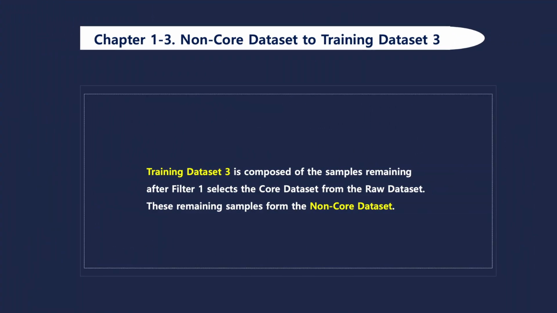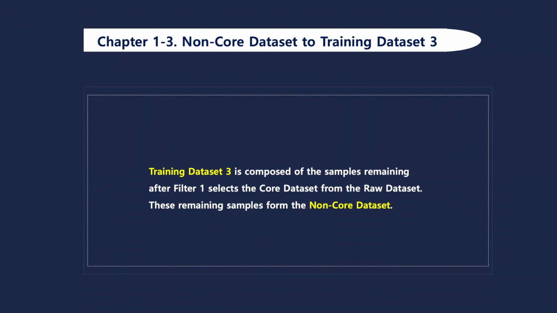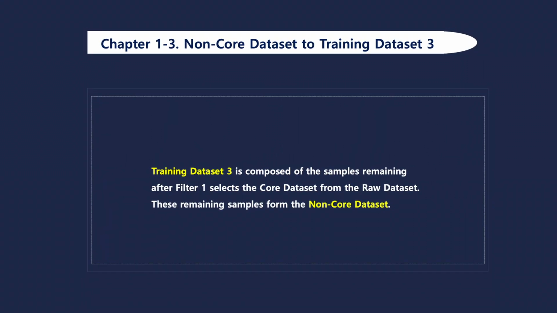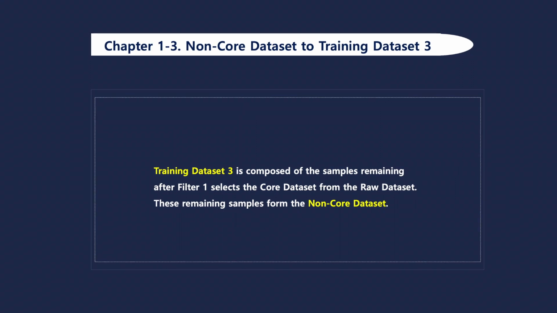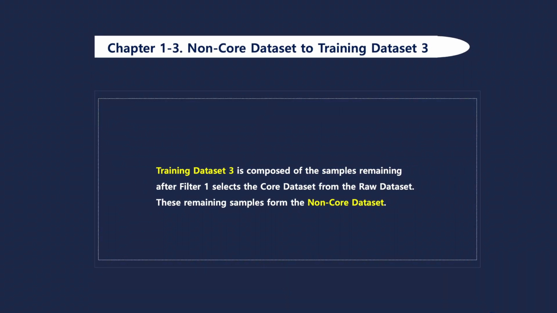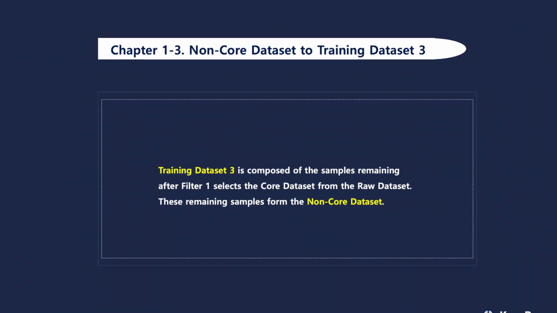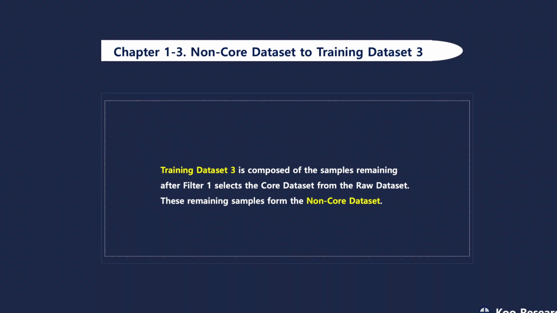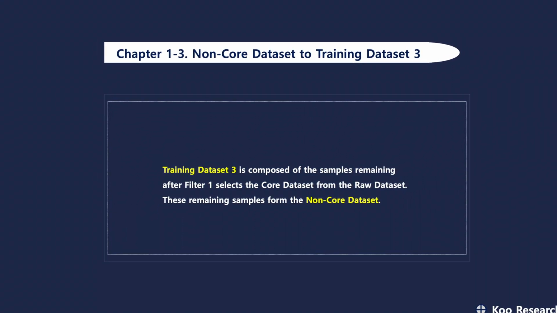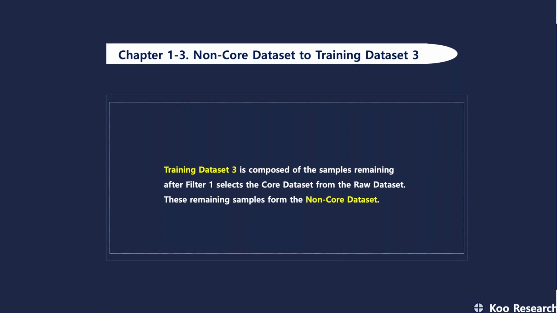Chapter 1 to 3. Non-core dataset to Training Dataset 3. Training Dataset 3 is composed of the samples remaining after Filter 1 selects the core dataset from the raw dataset. These remaining samples form the non-core dataset.